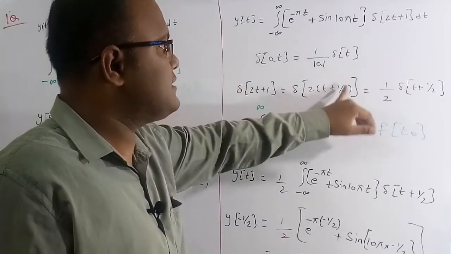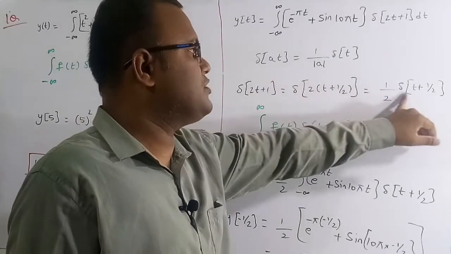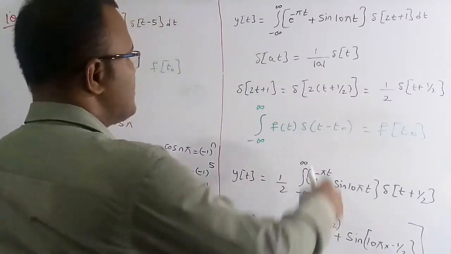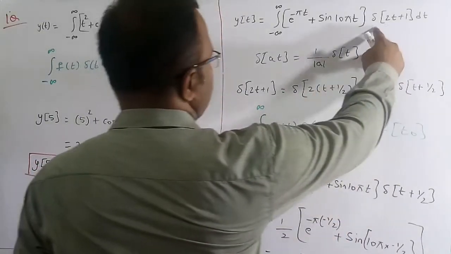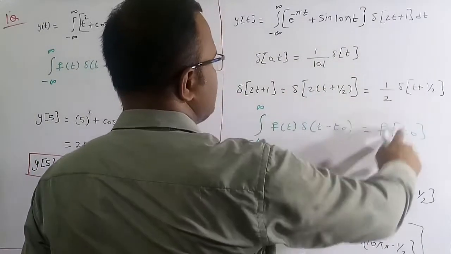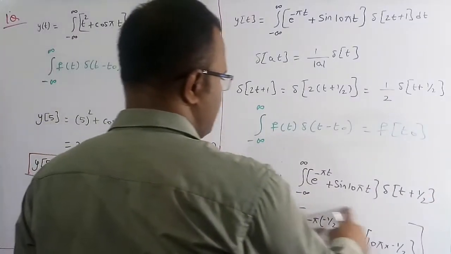I am assuming all this as t. So therefore 1 by mod 2 is nothing but again 2. So 1 by 2 delta of t plus 2. So now in place of here I am going to write, y of t is equal to, so in place of delta of 2t plus 1 I am going to write 1 by 2 delta of t plus half. So therefore this is the thing I am going to get.